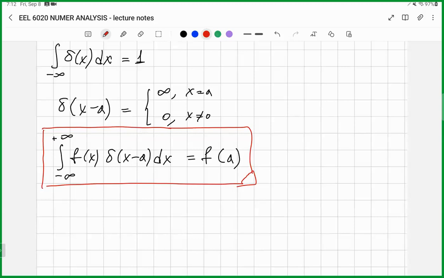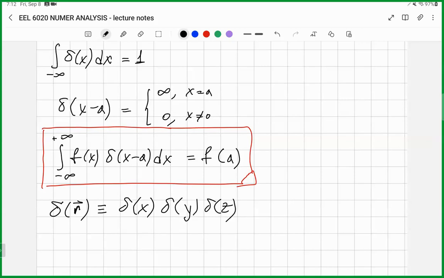We will also consider so-called three-dimensional delta functions. For example, delta of r, the radius vector, is nothing but the product of three: delta x, delta y, and delta z. So this is the 3D delta function.